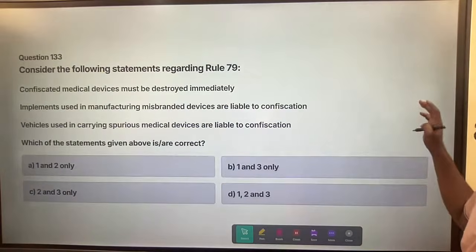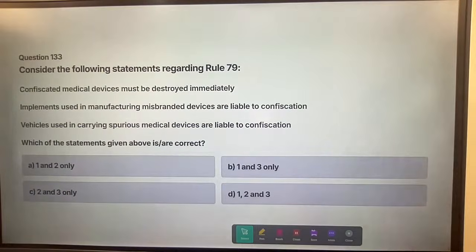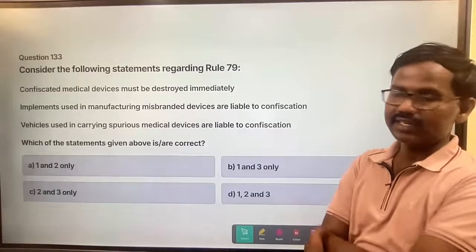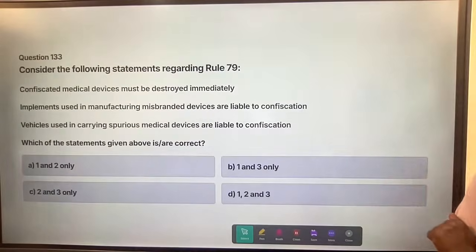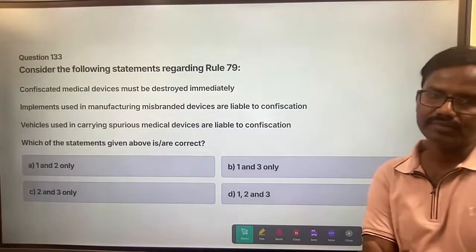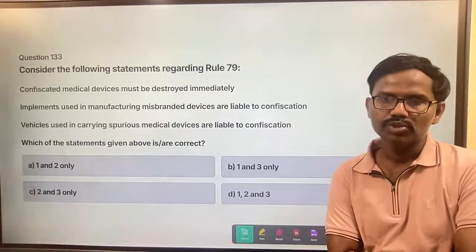Next, 133. Consider the following statements regarding Rule 79. Confiscated medical devices must be destroyed immediately. Implements used in manufacturing misbranded devices are liable to confiscation. Vehicles used in carrying spurious medical devices are liable to confiscation. Which statement is correct? 1 and 2, 1 and 3, 2 and 3, or 1, 2, 3. Post your options.